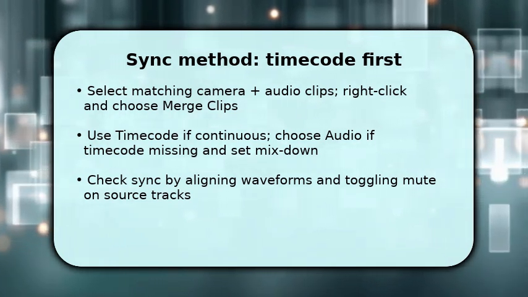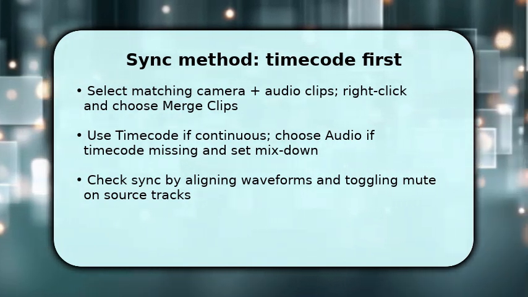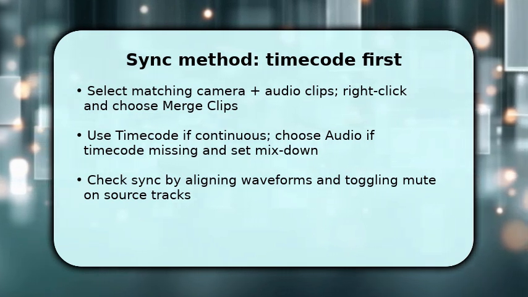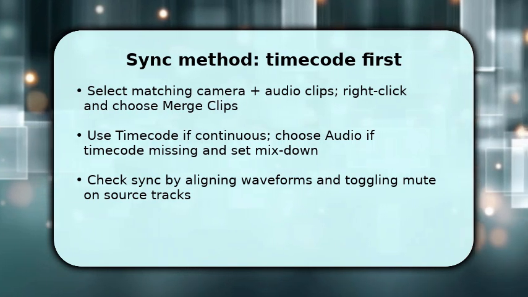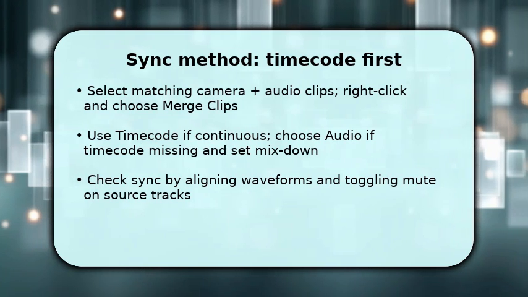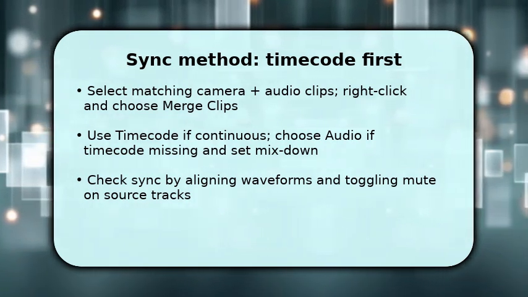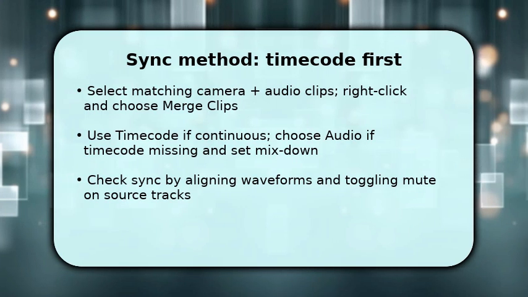If timecode is unavailable or inconsistent, choose audio and let Premiere align via waveform. This is the fallback. Once merged, create multicam or nested sequences from merged clips for editing. Make sure to inspect waveform alignment visually and play a few frames to confirm lips and hits match audio. If needed, nudge merged clips by frames for fine-tune alignment.